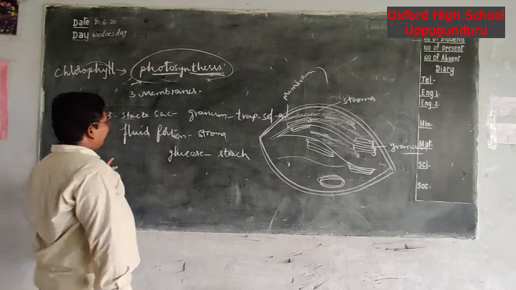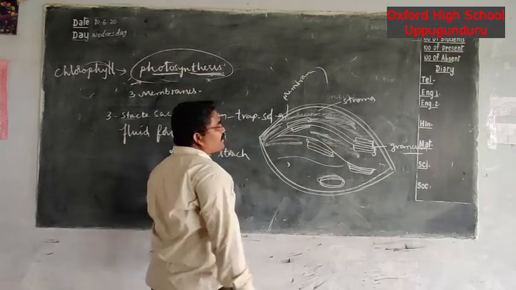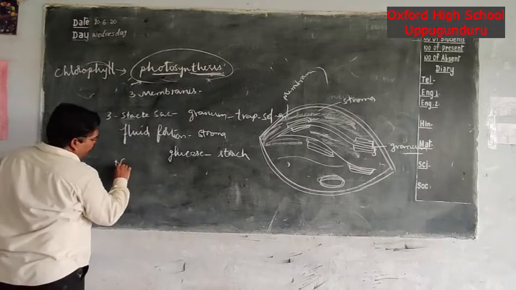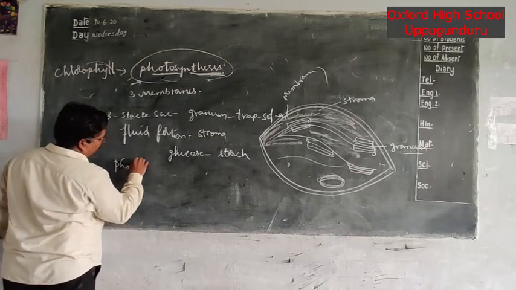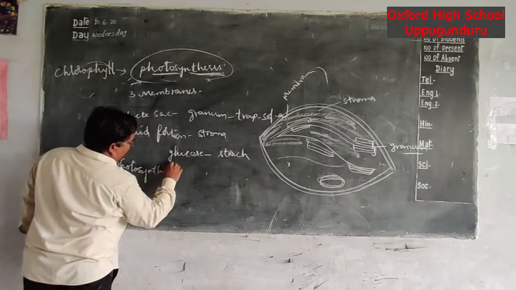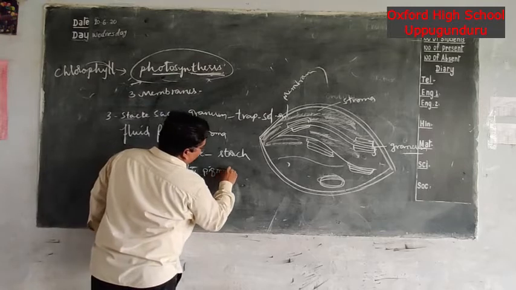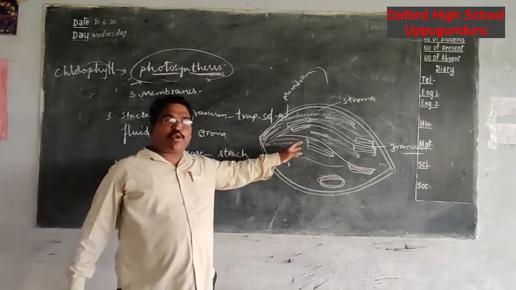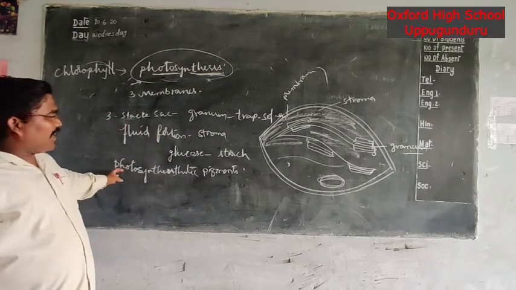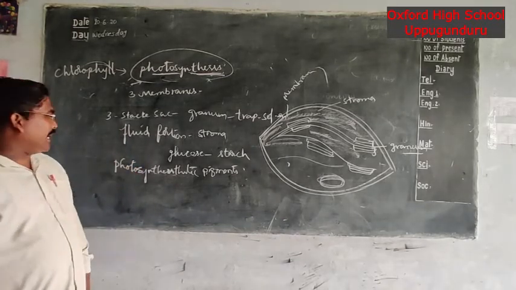Next, the substances present in the chloroplast which capture the sunlight are called photosynthetic pigments. Very important one mark question. What are photosynthetic pigments? The substances present in the chloroplast which capture the sunlight are called photosynthetic pigments. There are a number of photosynthetic pigments present in the chloroplast which capture sunlight.